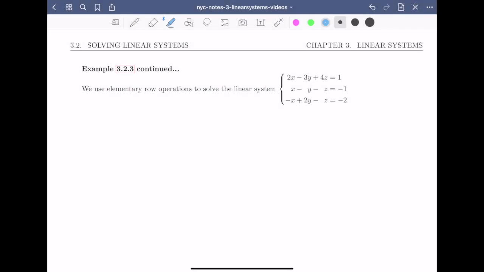Welcome to the third video of section 3.2 on solving linear systems. In this video, we'll continue example 3.2.3.